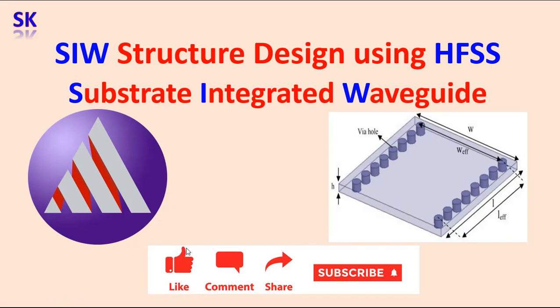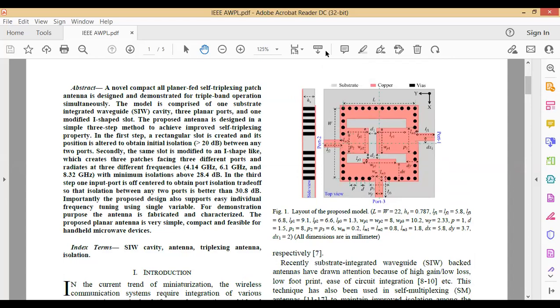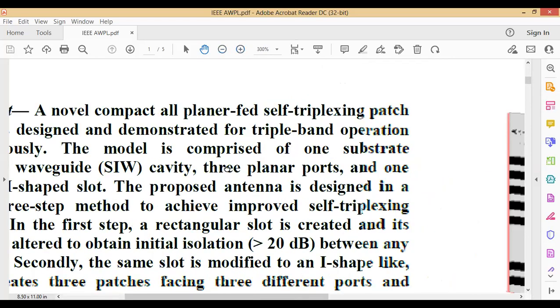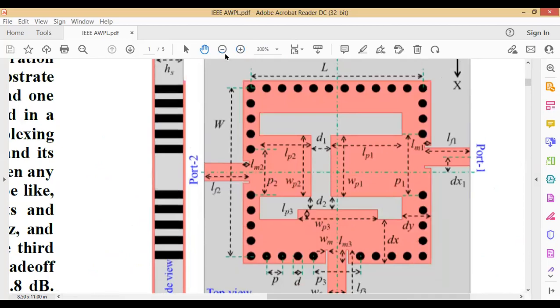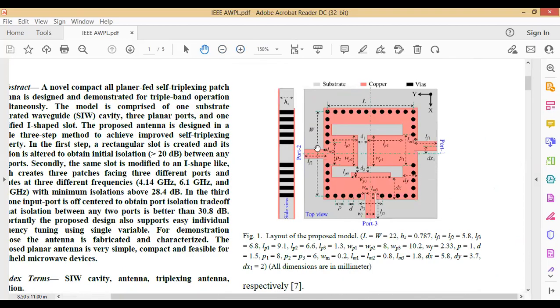Before moving into the HFSS window, I'll just show you a PDF paper, where we can get some idea about what exactly the structure looks like. Just look at this paper. I'll zoom in so that you can see the structure properly. Here you can see the structure. This part is the top view, and this is the side view.